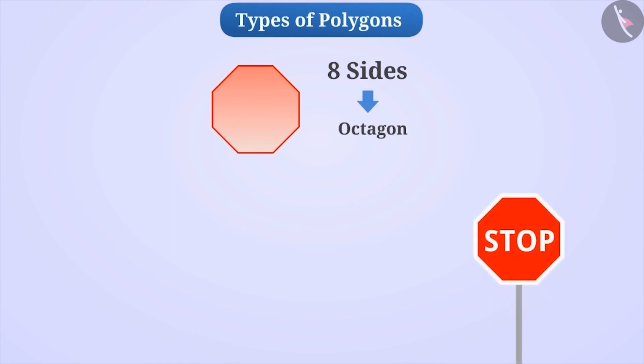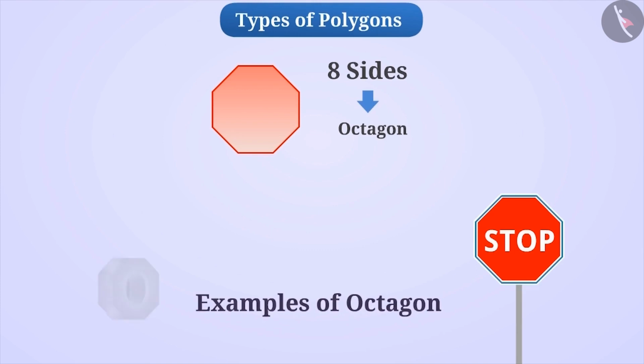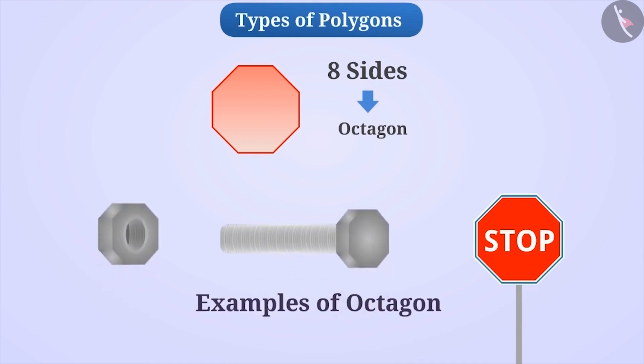You must have seen this sign on the road. Can you tell the number of sides on this polygon? Think for a while. Let me tell you. This sign is made up of 8 sides. That is, it is an octagon. Similarly, some examples of an octagon are as follows.